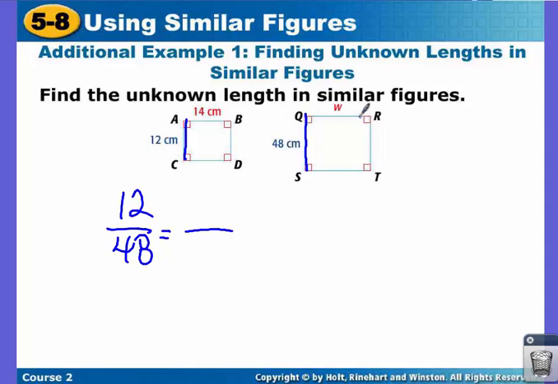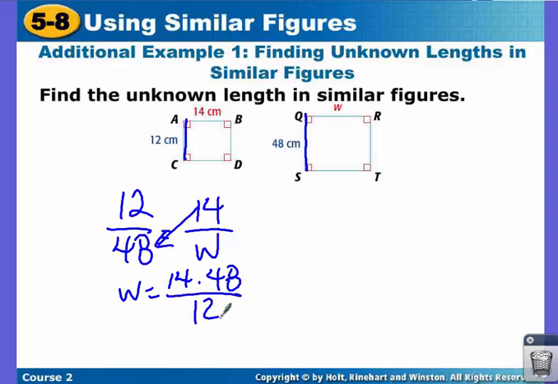Well, what is its corresponding part? Its corresponding part is the 14. Okay, so if I go little to big, then I'm going to go little to big in this one. And now I can cross multiply that one and divide. So I would do W is equal to this 14. You take the number that's with our letter, multiply it by its cross product number. We cross multiply it here, and then we divide by the number that's left, which is the 12.